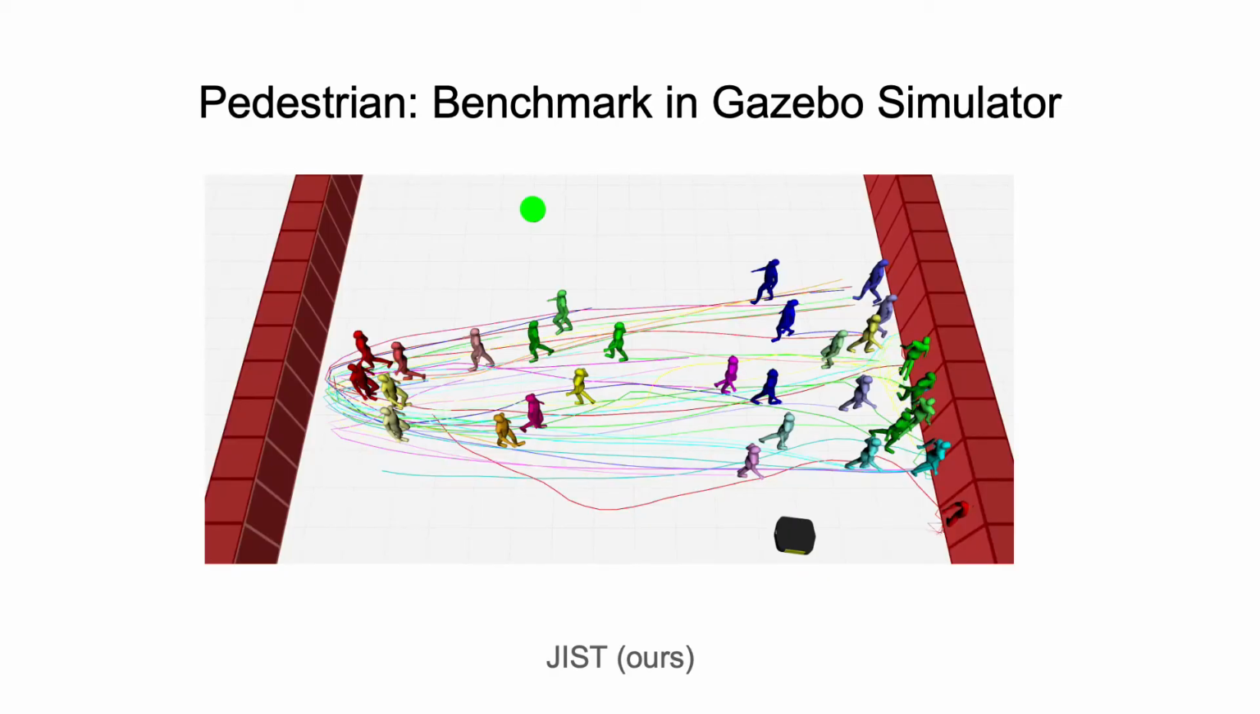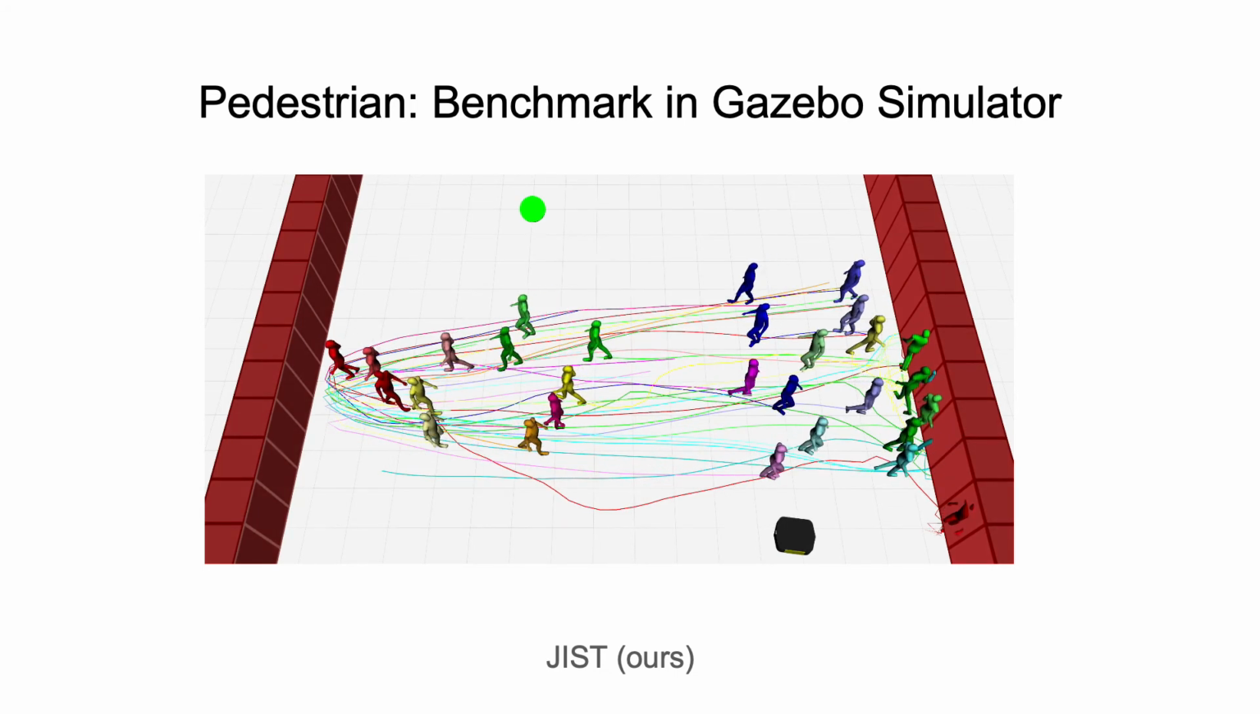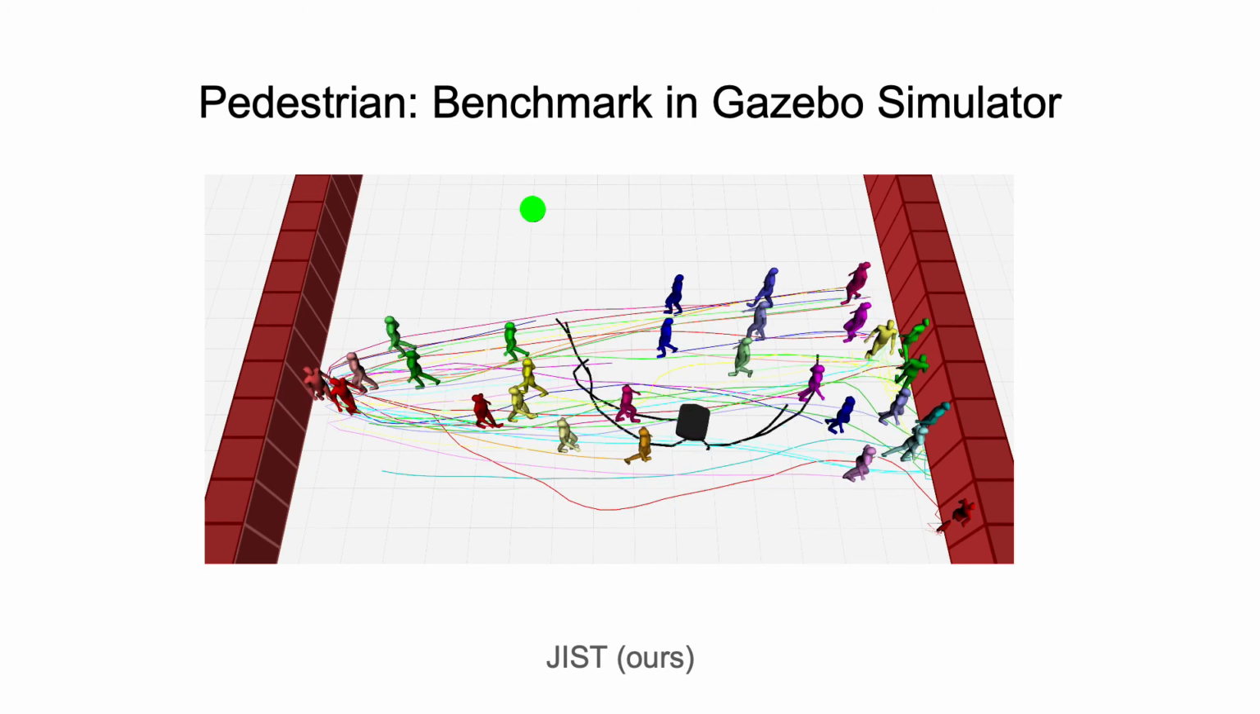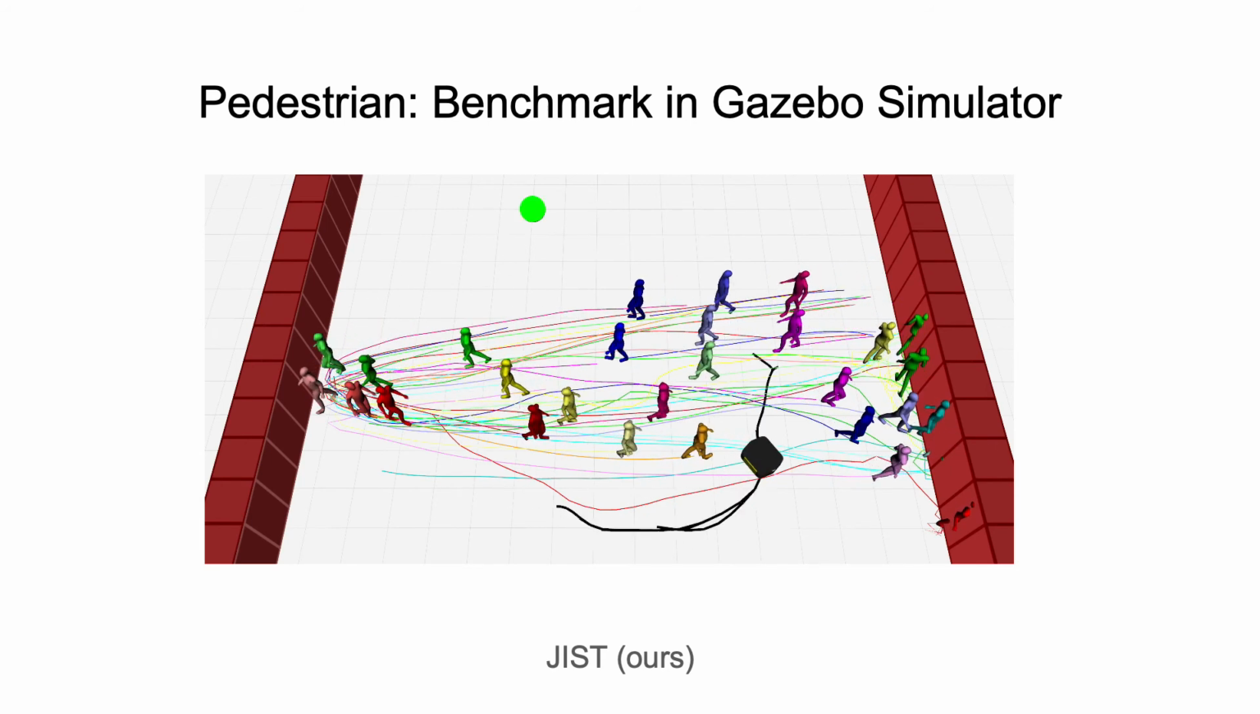Another environment we consider is a realistic simulation in Gazebo, where an omnidirectional robot has to navigate to the goal while avoiding realistically simulated pedestrians, all while performing its own sensing and execution. Here again, JIST does a good job of navigating to the goal successfully while avoiding the pedestrians.